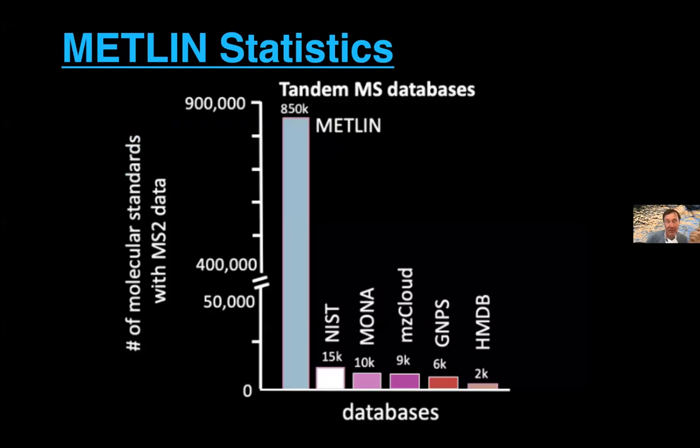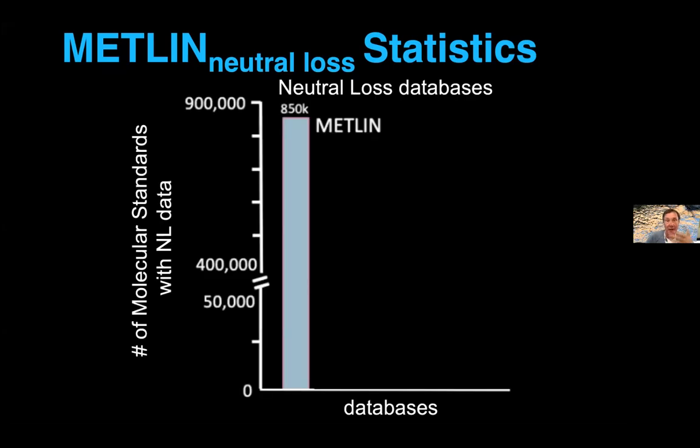So I mentioned to you earlier the statistics for Metlin and gave you a sense of where the other databases stood with respect to Metlin. And the neutral loss statistics are a little more striking. We have already created the Metlin neutral loss database from the 850,000 molecules that we have.